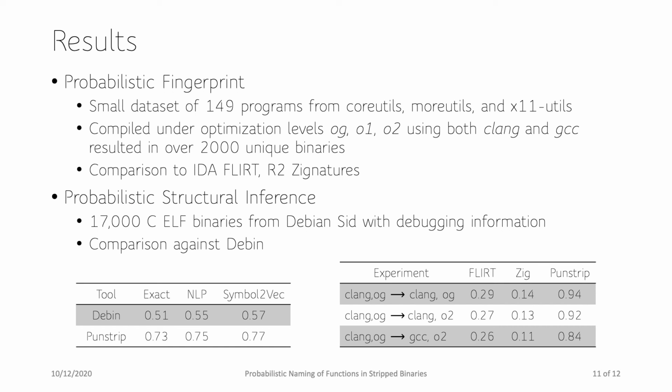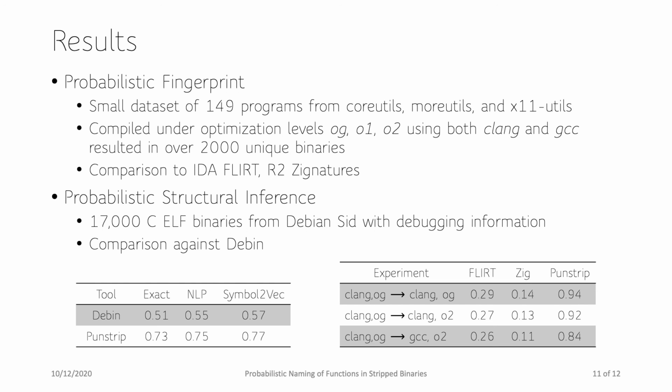To evaluate Punstrip, we carried out two experiments. The first evaluated how our probabilistic fingerprint identifies functions under different compilation settings and compilers. The second evaluated our probabilistic fingerprint in conjunction with a probabilistic graphical model that learns the structure of code. For our first experiment, we created a dataset of 149 programs compiled with both Clang and GCC for all optimization levels O0 to O2. We then trained models using a particular compiler and optimization level, and inferred function names in a different setting. We weren't able to compare against academic tools such as Bingo as they do not release their work, but we provide a comparison against leading industry tools and show that Punstrip is superior.